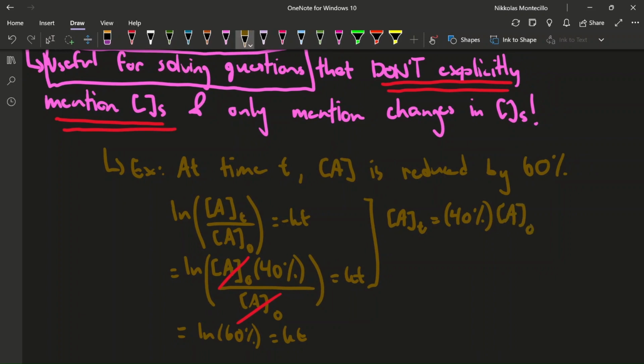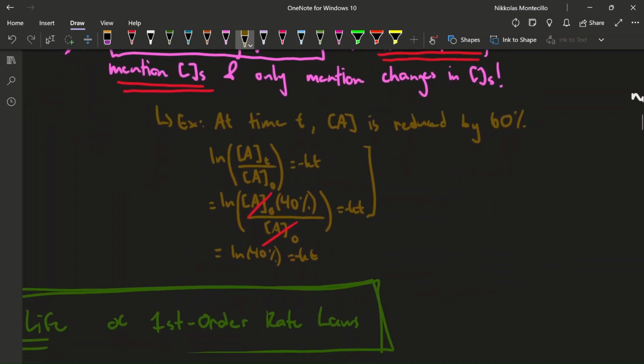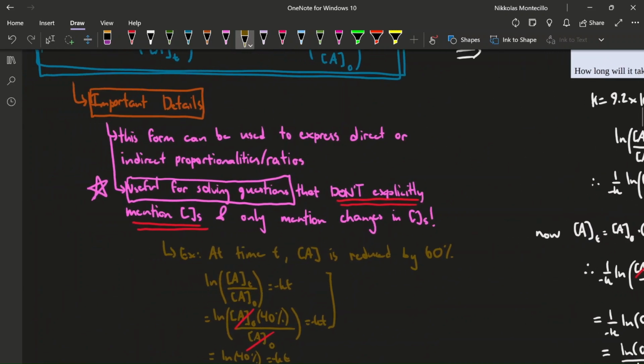And from that, what we see here is that we can cancel out the initial concentrations in the expression, and what we're left with is the natural logarithm of 40% is equal to negative kt. Okay, so let's go through an example.